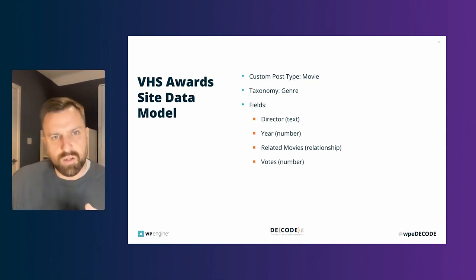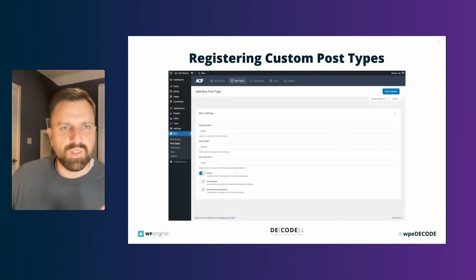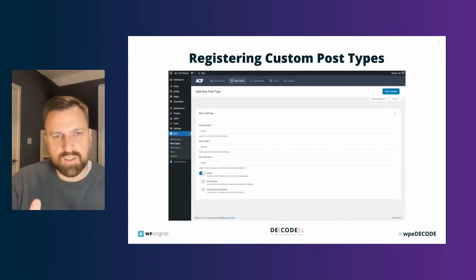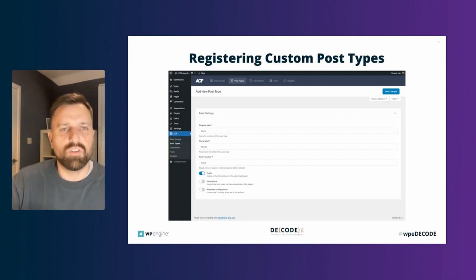So let's have a quick look in ACF 6.1 at how we're going to do that. So this is the ACF 6.1 screen, and you'll notice it's slightly different. We've got the menu on the sidebar. It's ACF now, not just custom fields. And this is the post type screen. So this is just me setting up the movie post type.